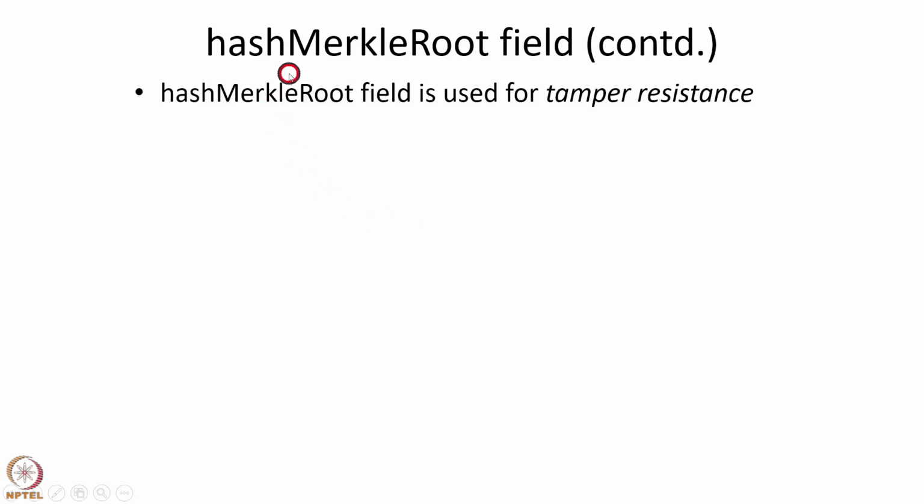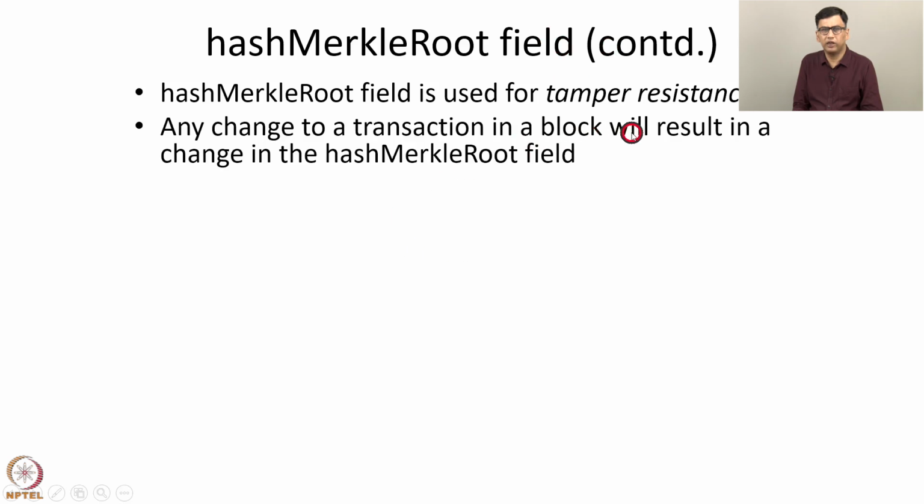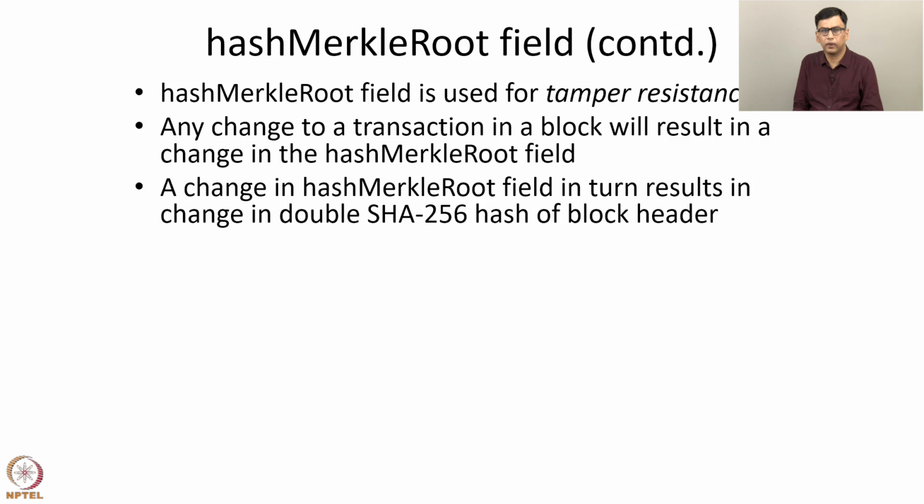So what is the reason for using the hash Merkle root field? That is used for tamper resistance. If any one of the transactions in the block is modified, then once we compute the hash Merkle root field, that will not match the actual value. So any change to a transaction in a block will result in a change in the hash Merkle root field. So that prevents someone from modifying one of the transactions in the block. A change in the hash Merkle root field in turn results in the change in the double SHA-256 hash of the block header.